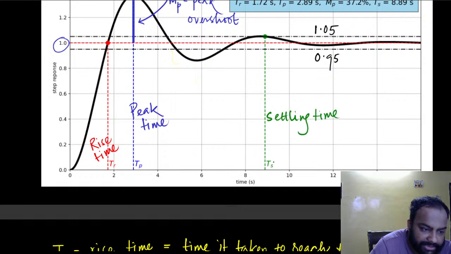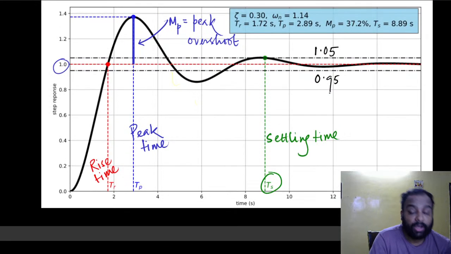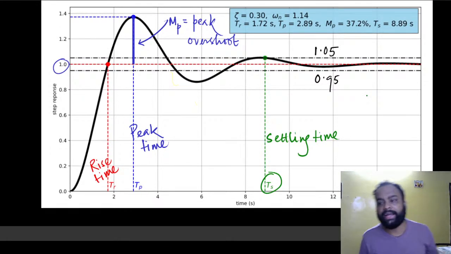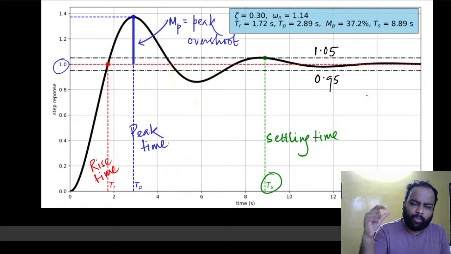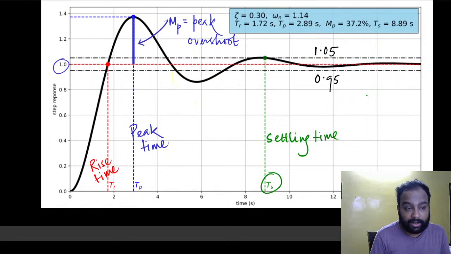So this time is the settling time. So the time it takes to settle down. Again, we cannot wait for infinite time for the response to settle down. That cannot happen. So instead we said that when the response is plus minus 5% about the final value, and it does not go beyond that after a certain amount of time, then I'm considering that amount of time to be my settling time.